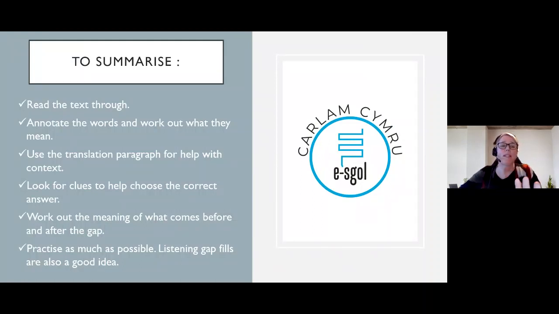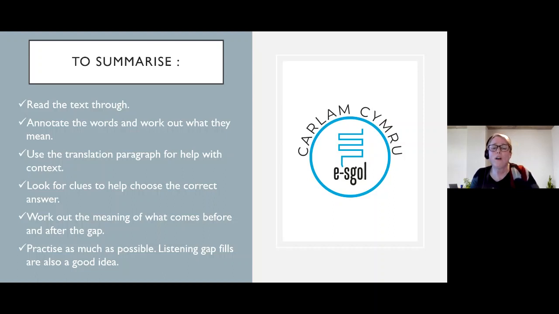And to summarize then, what we've been looking at tonight: read through the text, read it all the way through, annotate the words and work out what they mean. So do that, that's your next step, those words that are in that box at the bottom. Use the translation paragraph. Don't ignore this paragraph, the one that's underlined, the sentences which are underlined. It really does help you with the context. Look for clues to help choose the correct answer, like we've been doing tonight. These little clues, you're a detective. Keep sniffing out the clues.